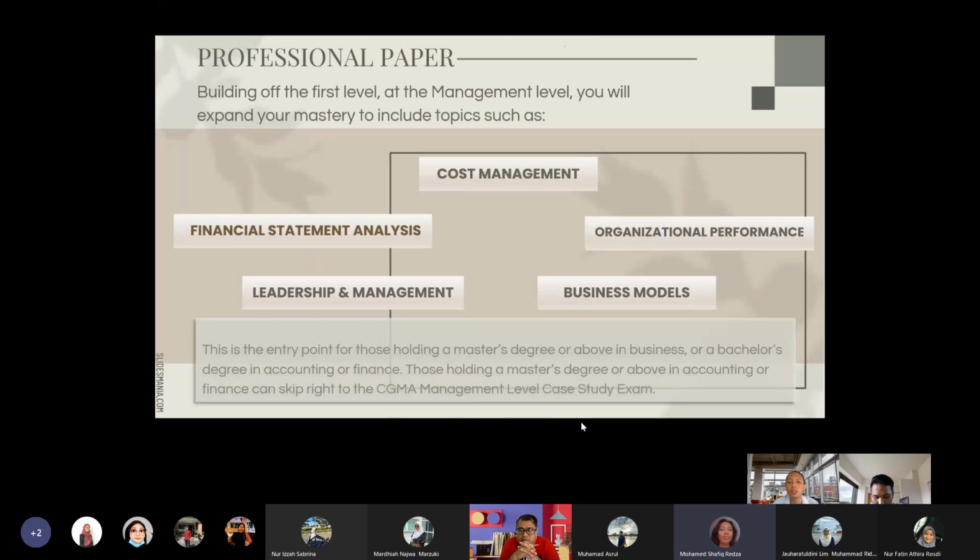Those holding master's degrees in accounting can skip the CGMA management level case study exam, which is part of this designation. If you have your own master's degree, you will skip through it. You will have your own designation at the first level of management.